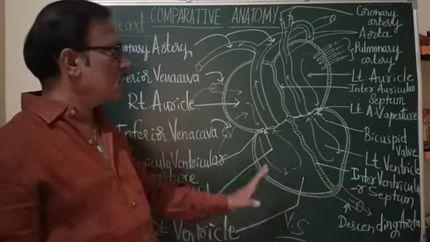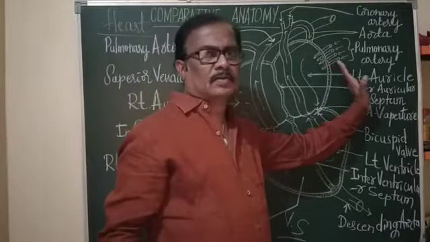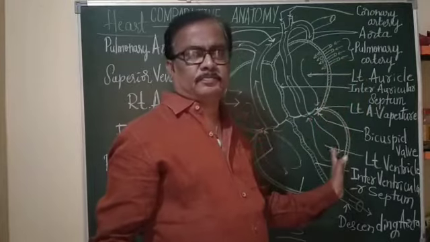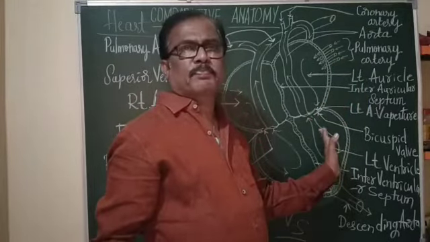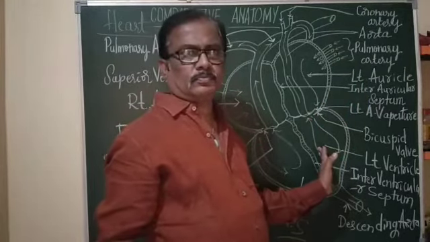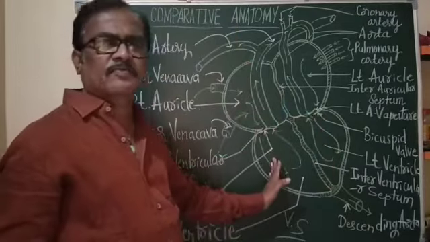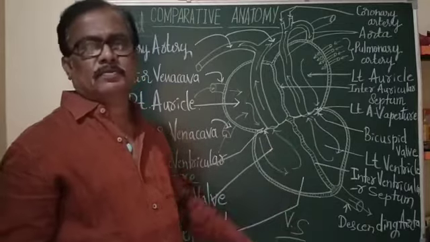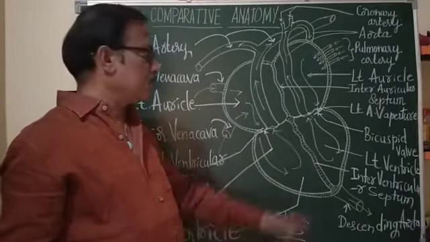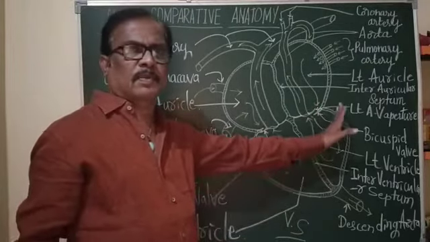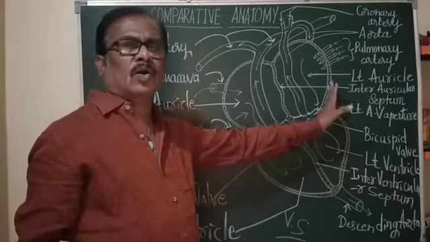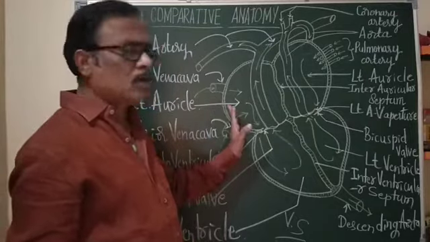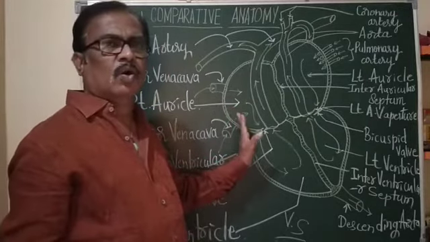The left part of the heart is filled with oxygenated blood, means pure blood. The right part of the heart is filled with deoxygenated blood or impure blood.